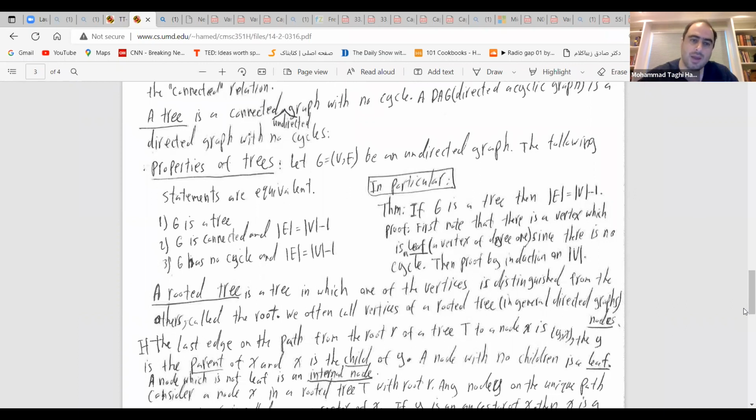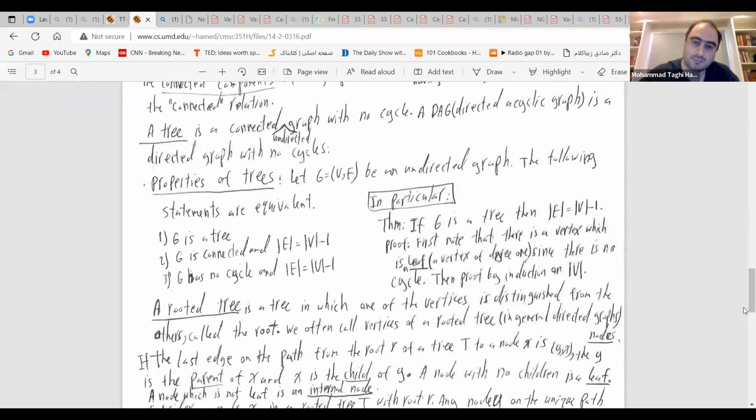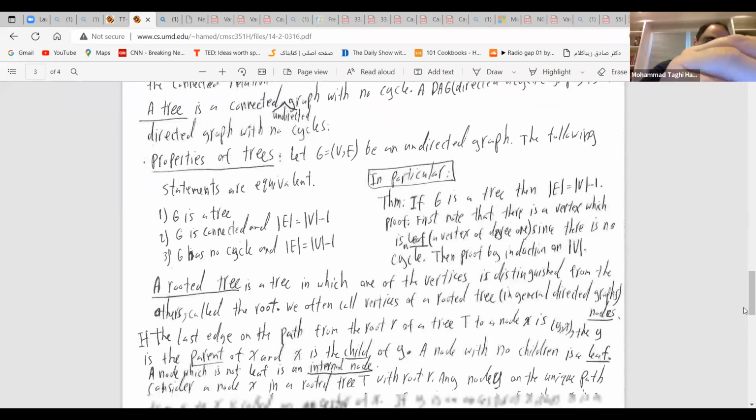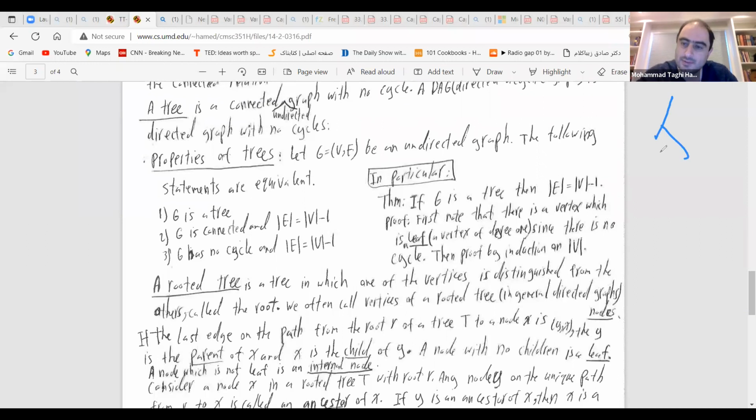Good. So what is a tree? A tree is a particular graph. A tree is a connected graph that does not have a cycle. So it is a connected, undirected graph with no cycle. Two properties: one, connectivity, and two, no cycle.